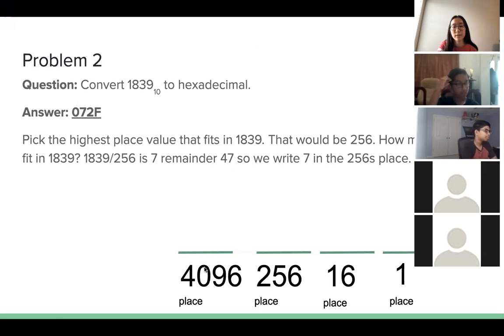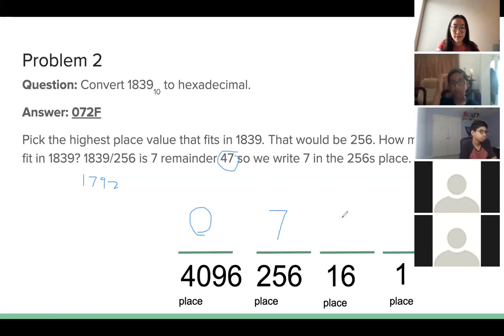I got confused if it was E or F. I wasn't sure. That's perfectly fine. So first, we're going to see the highest place value that's going to fit in our number. 4096 is too big, so I have to write a 0 there. But 256 does fit. And now our question is how many 256s will fit in 1839? If we divide it out, we can see that 7 256s are going to fit, because 256 times 7 is 1792. Then you have remainder 47. So we write a 7 right here because 7 of them fit.